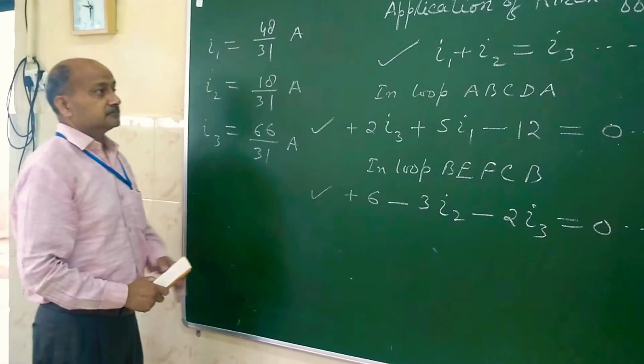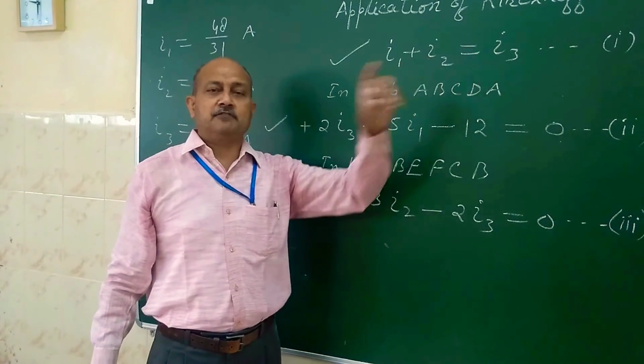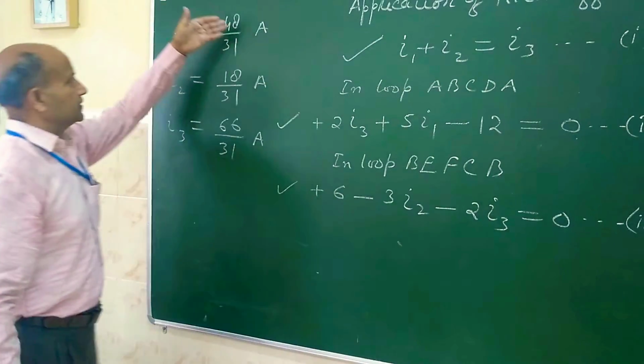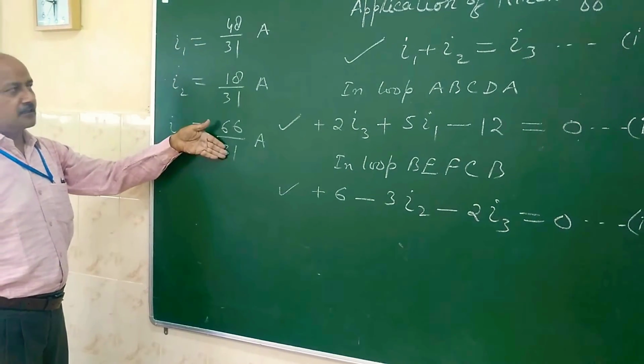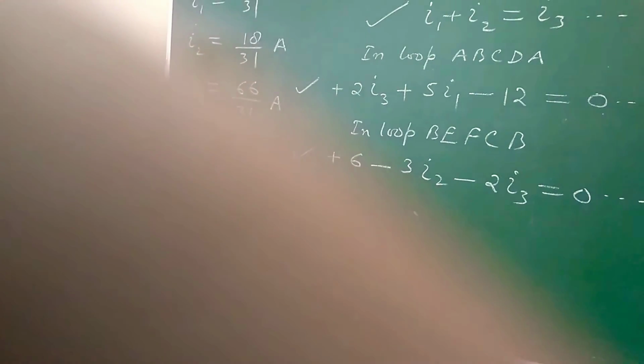Now look here. Look at equation number 1. I1 plus I2 is equal to I3. You can verify your answer. Look here. I1 plus I2 is equal to I3. Sum of these two fractions will be equal to the third one. So you can verify your answer also.